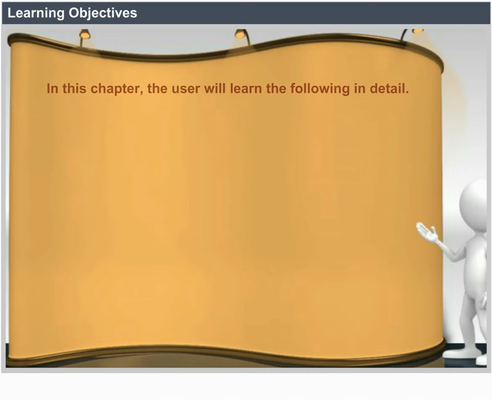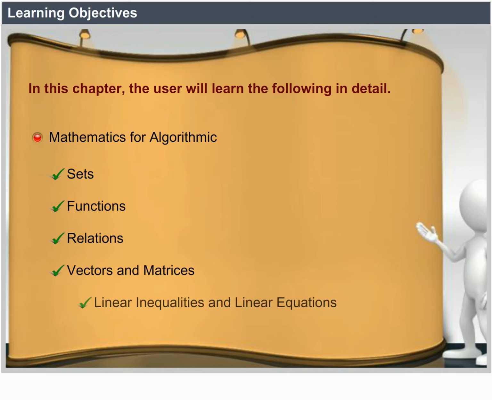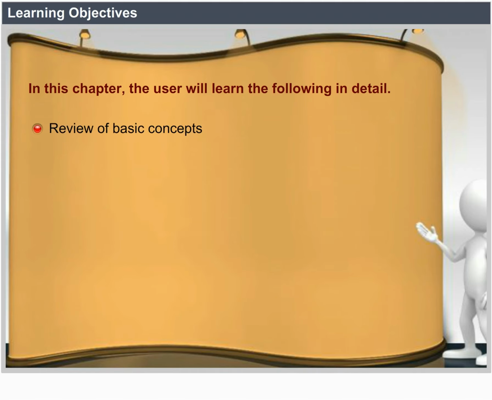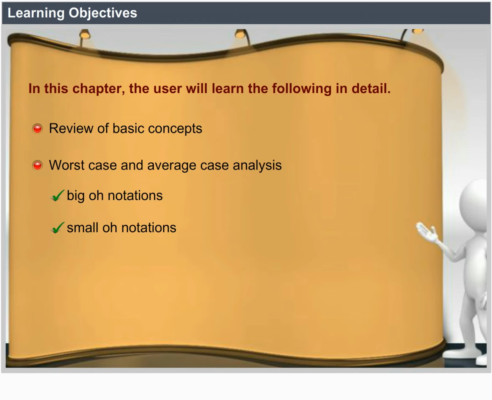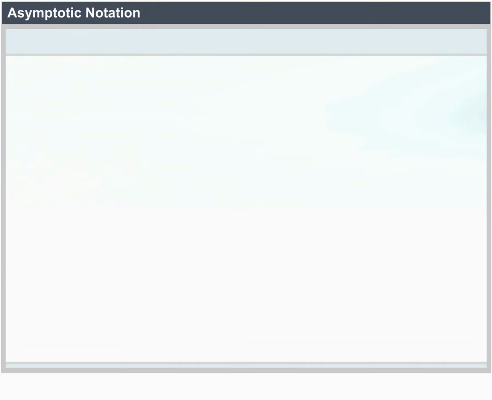Learning objectives. In this chapter, the user will learn the following in detail. Mathematics for algorithmic sets, functions, relations, vectors and matrices, linear inequalities and linear equations. Review of basic concepts, worst case and average case analysis, big O notation, small o notation, omega notation, theta notation, solving recurrence equations.